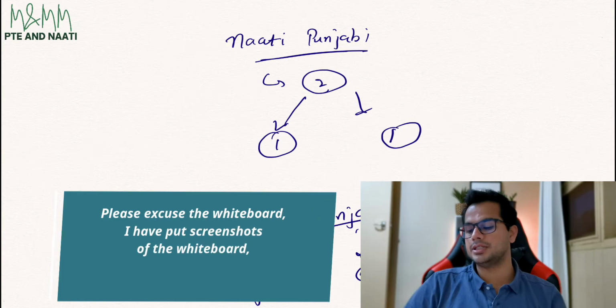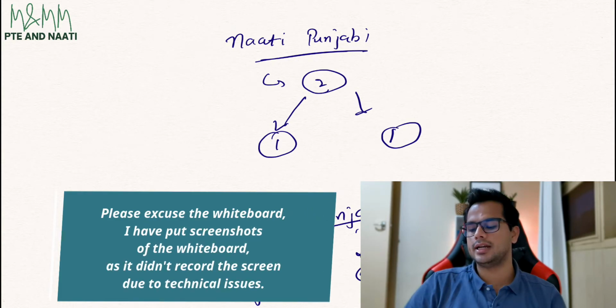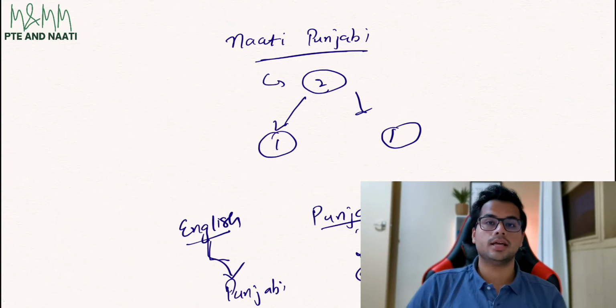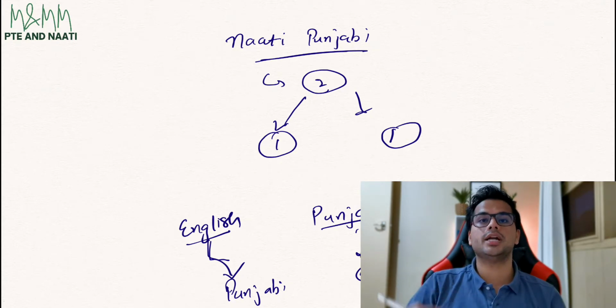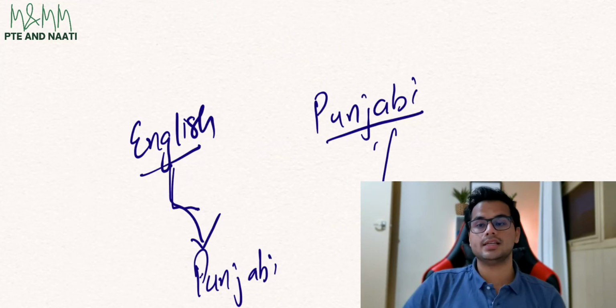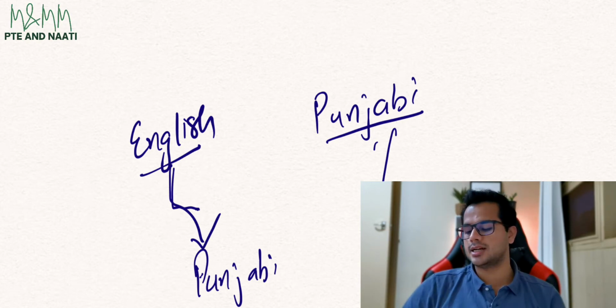Now, we all know in NAATI Punjabi that we will get two different dialogues, and they come one after the other. The moment you finish the first dialogue, the second dialogue will start straight away, with just a duration of 1 minute in between. In each dialogue there are two speakers. One is an English speaker, whereas the other is purely a Punjabi speaker. When you listen to the English segment, your job is to translate it to Punjabi, and when you listen to the Punjabi segment, your job is to translate it to English.